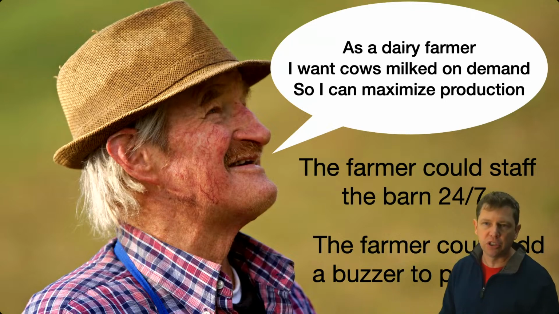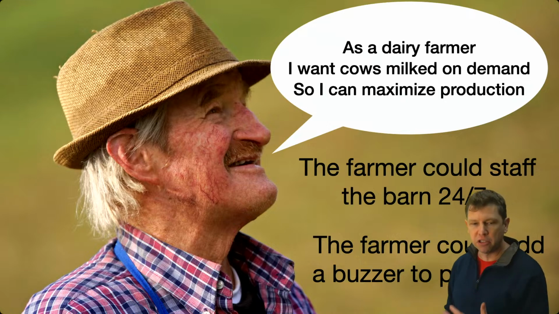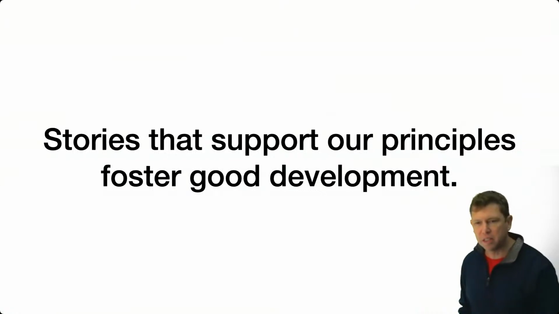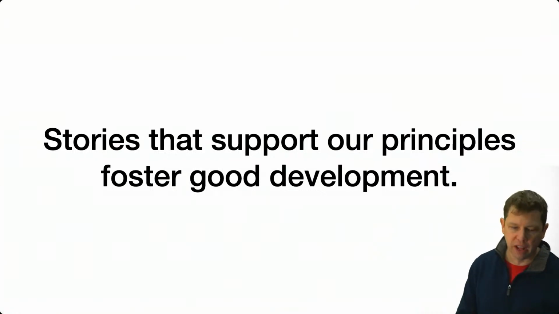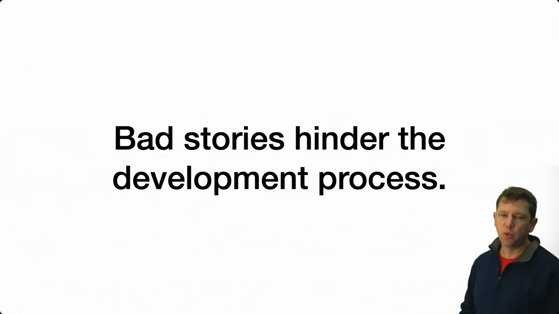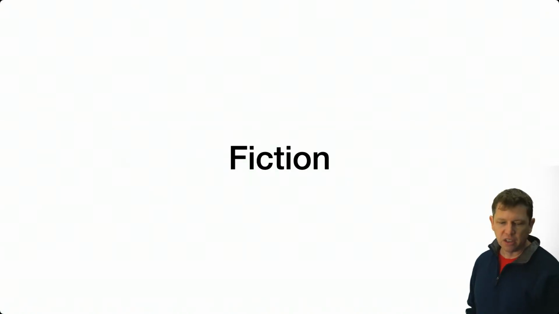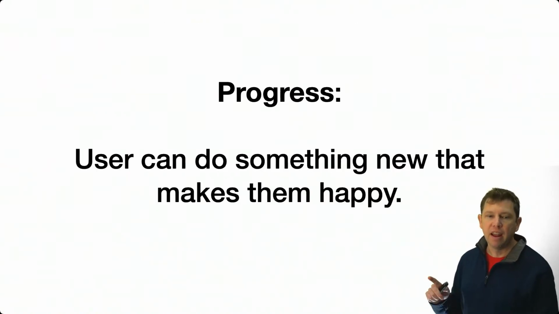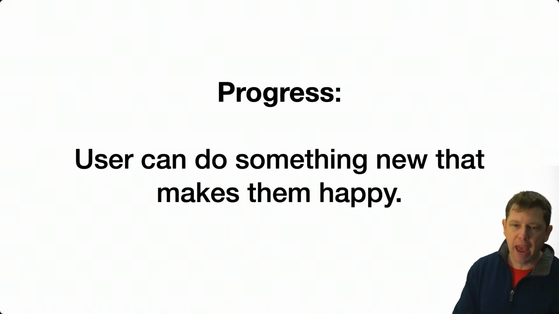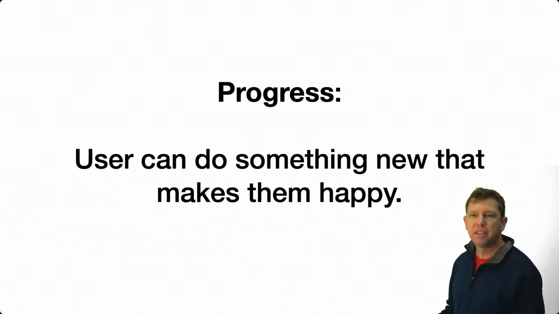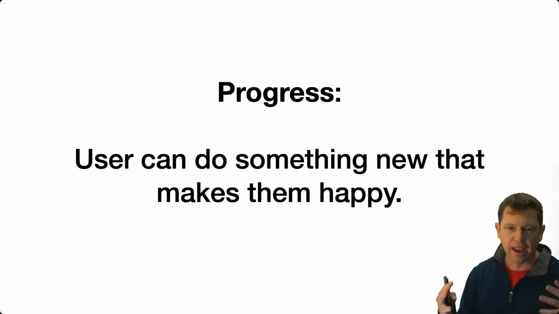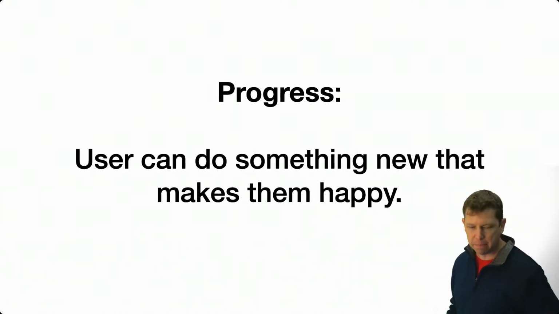We wouldn't want to build a bunch of stuff they don't need without having that conversation with the farmer to look at what the trade-offs are. So, stories that support our principles foster good development, but bad stories will hinder the development process. Stories start out as a work of fiction written from the user's point of view. And progress means that the user can now do something that makes them happy that they couldn't do before. It's got a good ending to the story, right? The user is happy now in ways that they weren't able to be happy before.